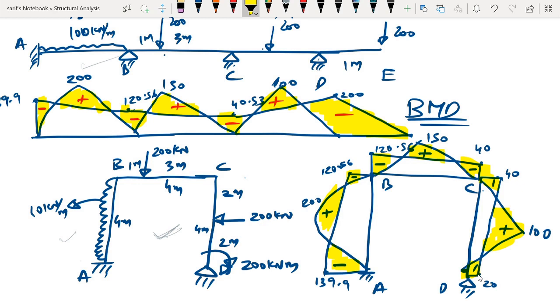So with this we stop our discussion on analysis of continuous beams as well as portal frames using moment distribution. We will do one more example relating to the same. Maybe we will solve it with a portal frame and try to see how the bending moment for the continuous beam has to be drawn. Okay, so we will see in another lecture.